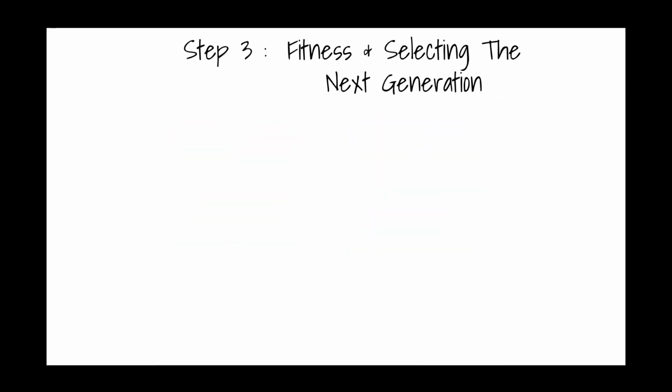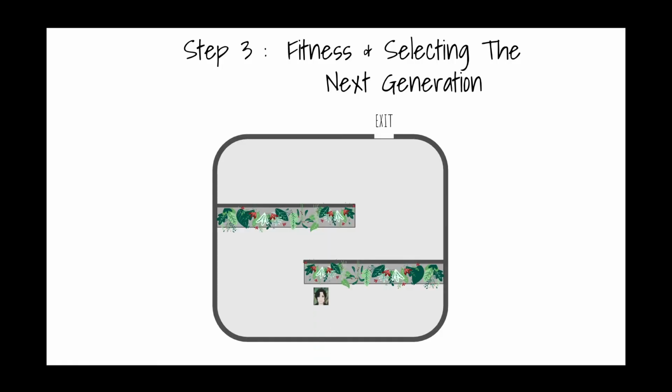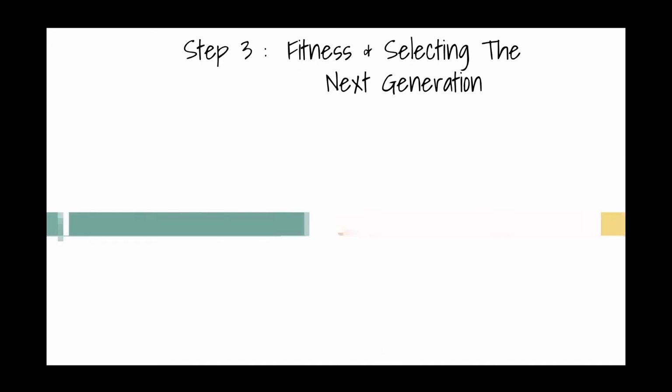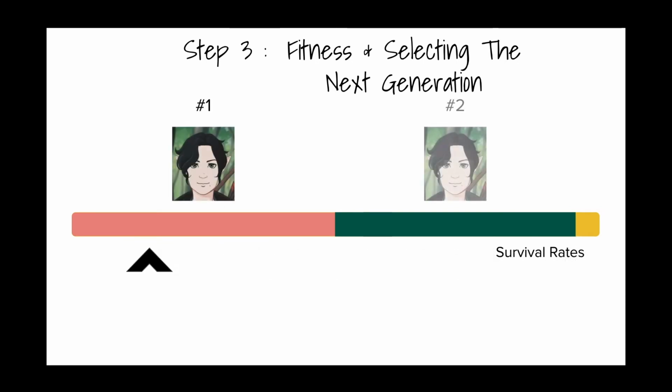Step 3. Fitness and selecting the next generation. This step is basically the survival of the fittest. We assign every single individual in the population a fitness value according to how well they performed on this task. The higher the fitness, the higher the probability of survival.